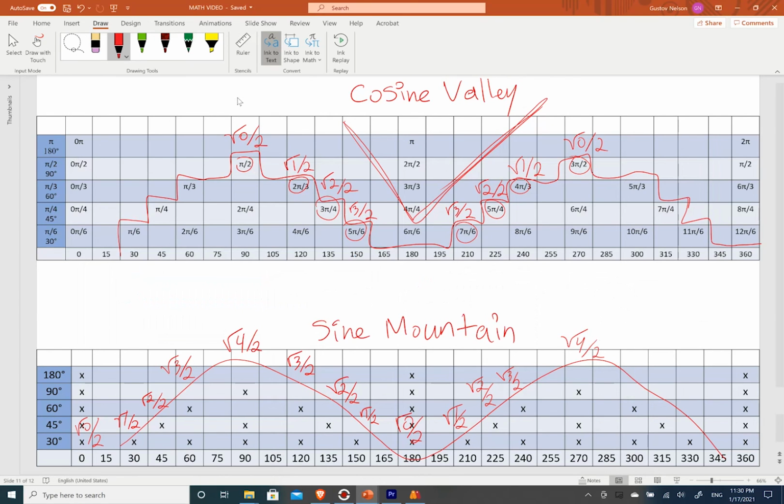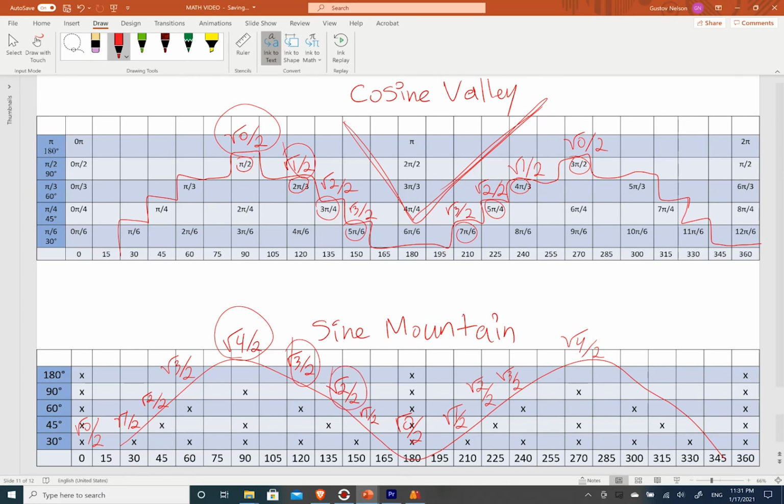And cosine valley is just the inverse relationship of sine mountain. So for example, here at the peak of sine mountain, we see it's root 4 over 2. But for cosine valley, it's root 0 over 2. And as we go down sine mountain, the sine values in magnitude get smaller and smaller and smaller. But for cosine, they get bigger and bigger and bigger. So as we go down the sine mountain, it's root 3 over 2. But for cosine, it's root 1 over 2.